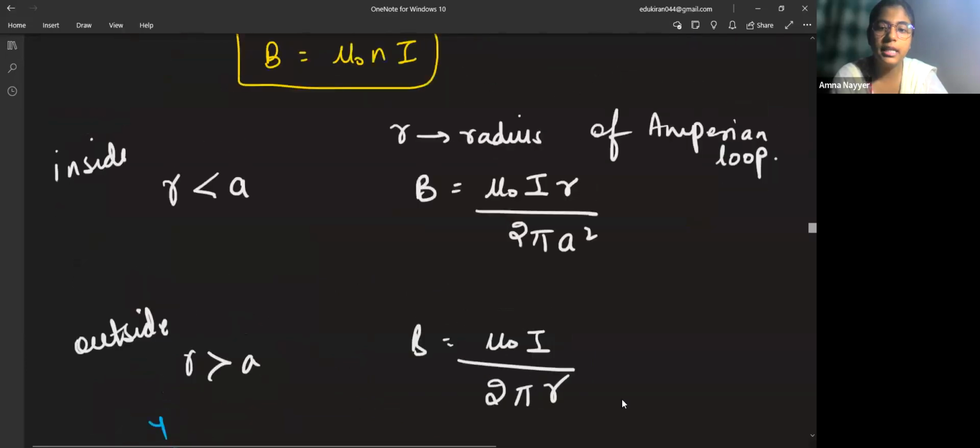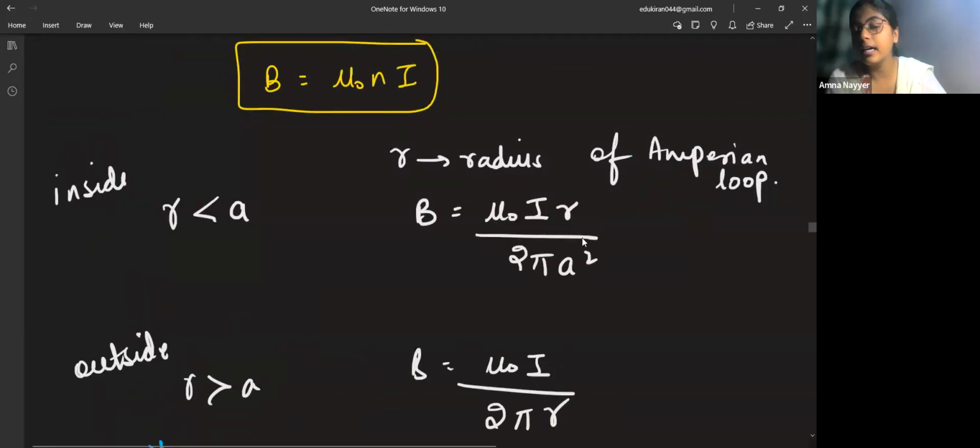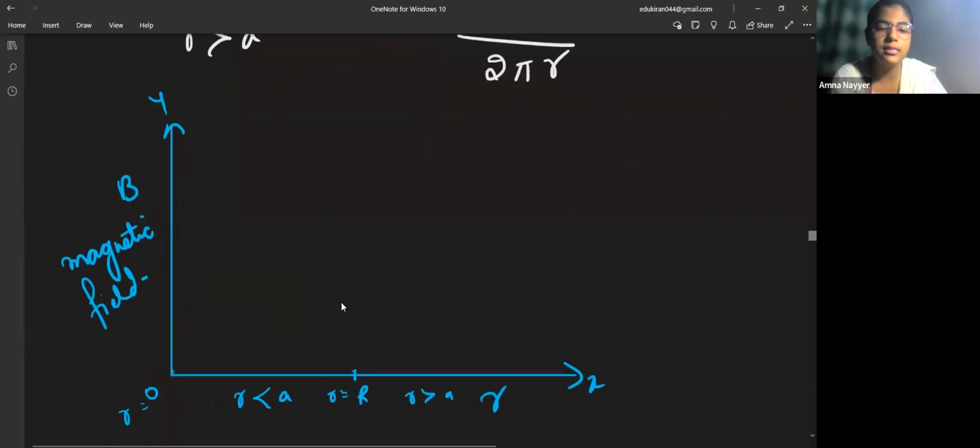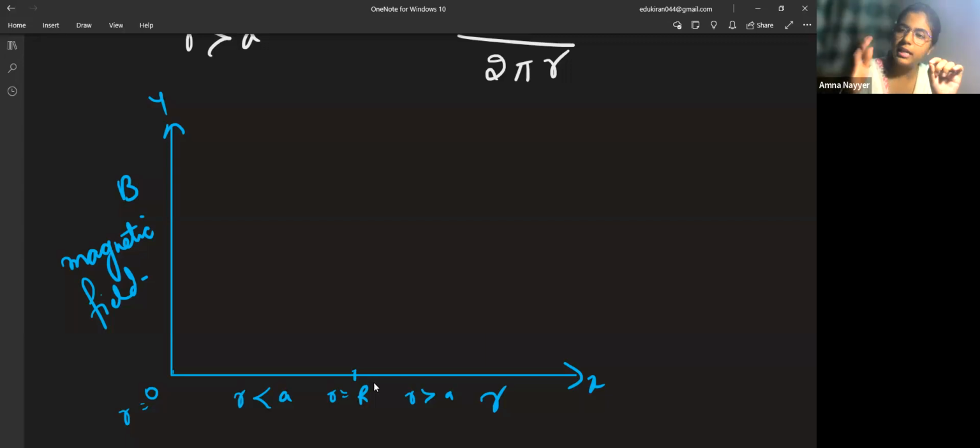Inside the formula came mu naught I R divided by 2 pi A square, and outside it came mu naught I by 2 pi R. So if you plot a graph in a single graph and you have to show both the cases, R is equal to 0 is at the center, R is equal to capital R is the Amperian loop's radius and the radius of the wire. Both are equal. From the center to the surface, the radius is somewhere between the center and the surface.